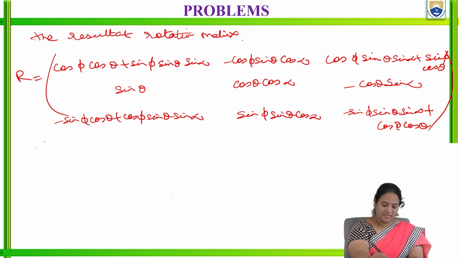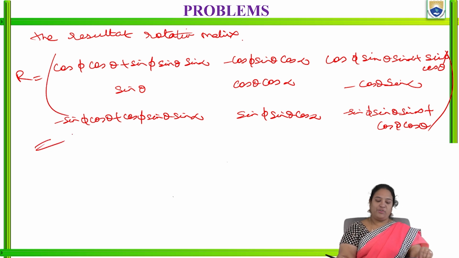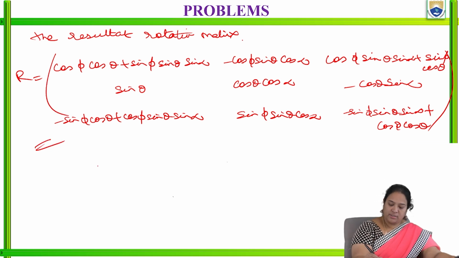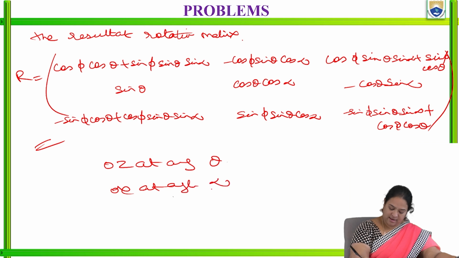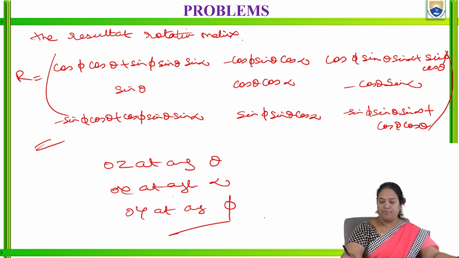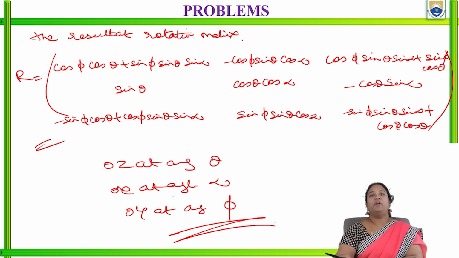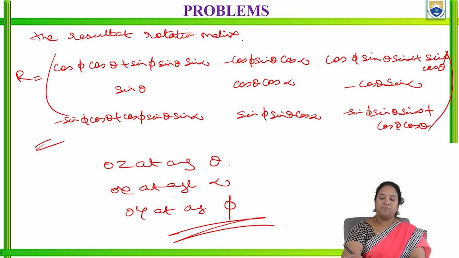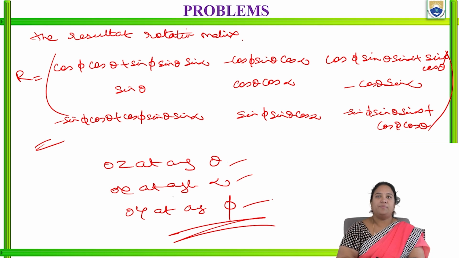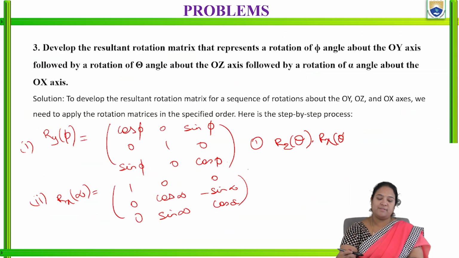This is the final resultant matrix which we will acquire about the OZ at angle theta, OX at angle alpha, and OY at angle phi. So this is the final rotational matrix which we will be acquiring at these particular angles. Clear? Yes? Let me explain once again.